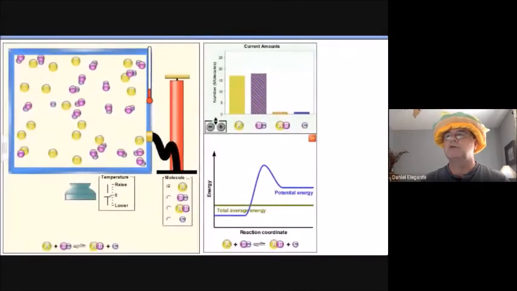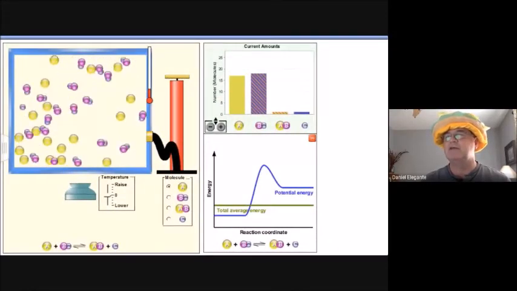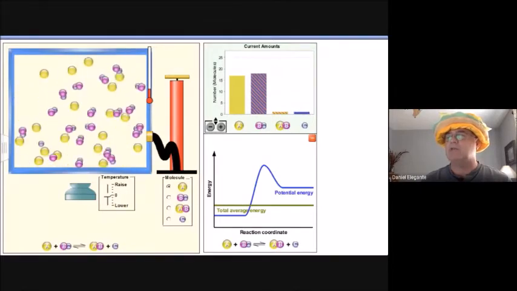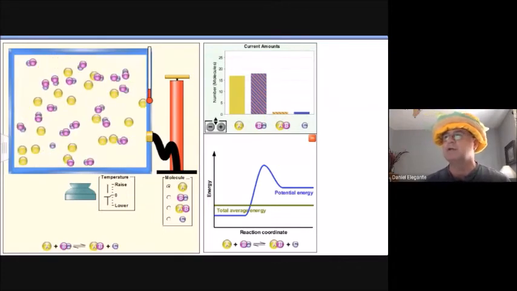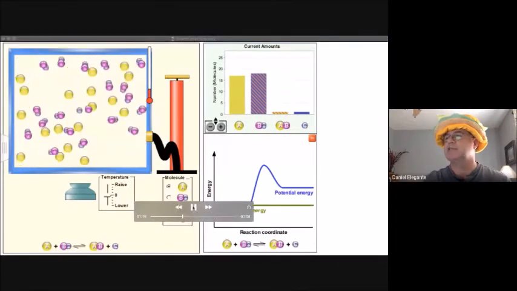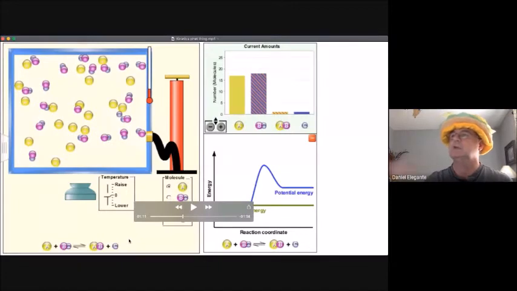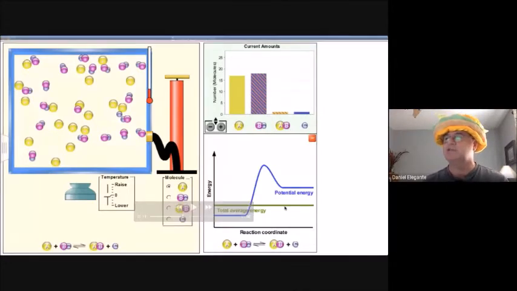So even though they hit, if they didn't have enough energy and the right orientation, it didn't work. This one is just a bunch of molecules bouncing around. What I want you to notice at this point is we have some product over here on the right-hand side. We made some product. And yet, if you look at this graph down here, this graph is endothermic. You end up with more energy than what you started with. But see that green line? That green line represents the average energy of the particles.